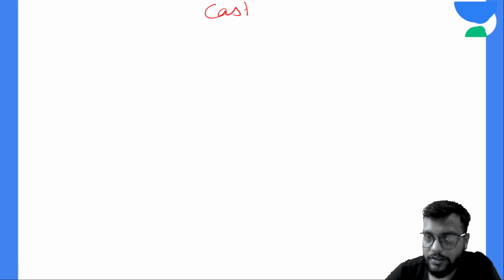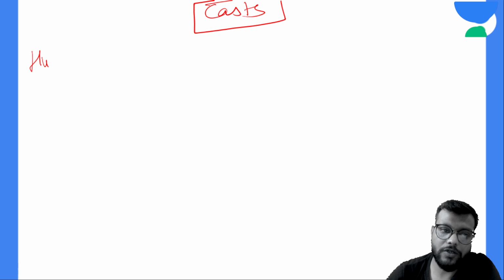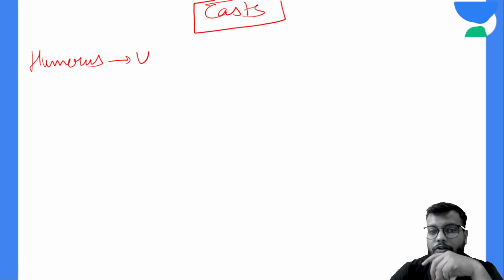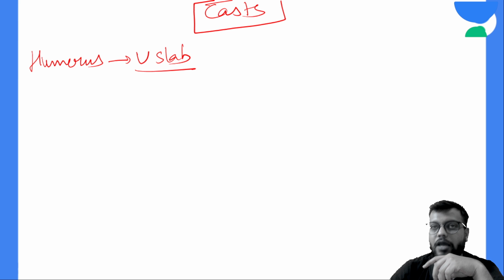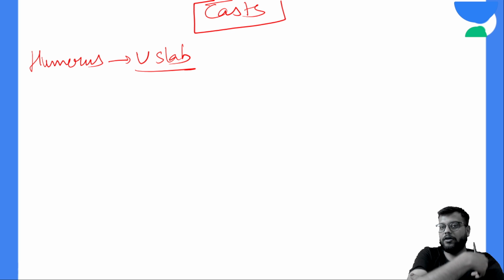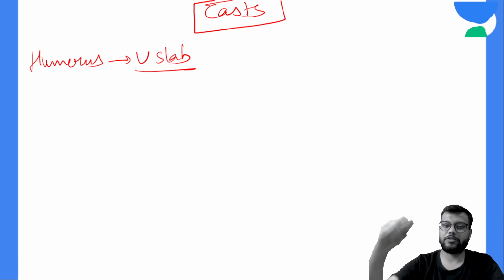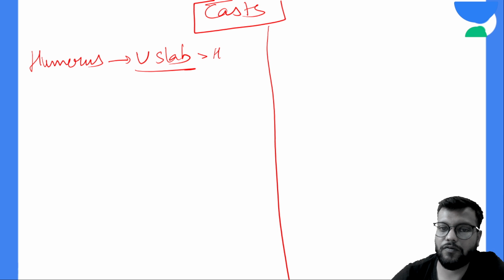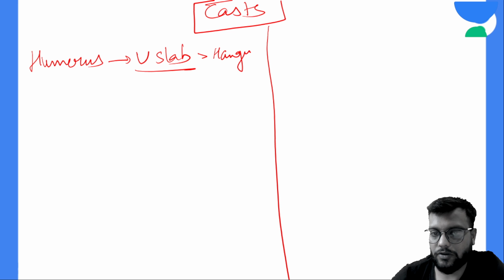Now we will discuss the common casts which are used in different types of fracture. So for proximal humerus and shaft of humerus, you go for the U slab. Okay, U slab goes from the nape of the neck, laterally till here, crossing the elbow like this till here. This is a U slab. Or also for the distal one third etc. you can go for the hanging cast also.